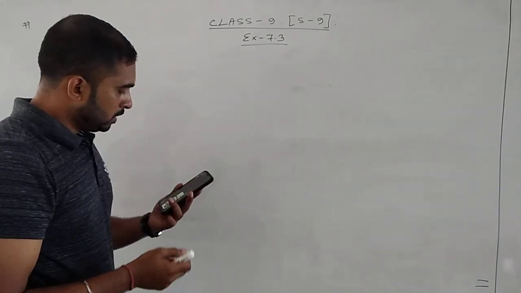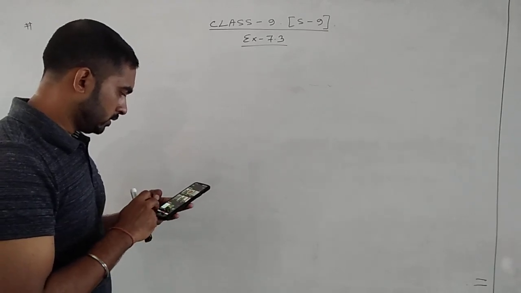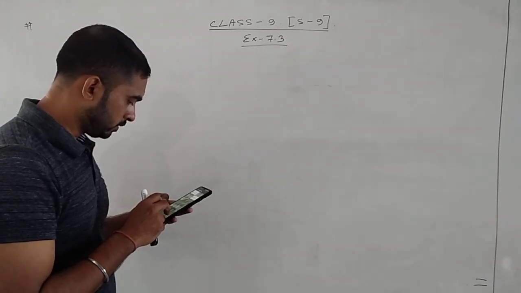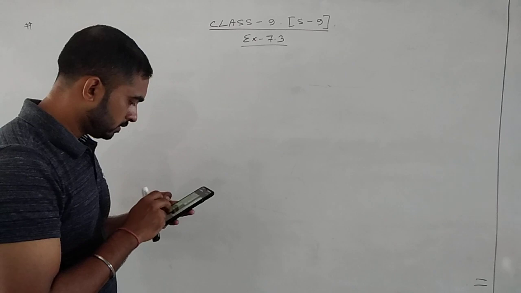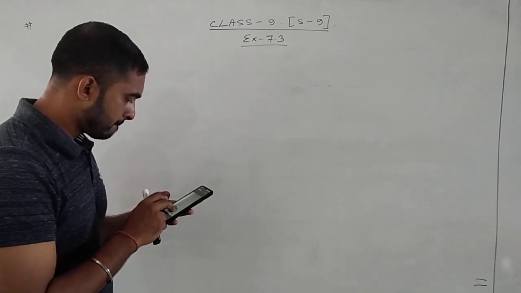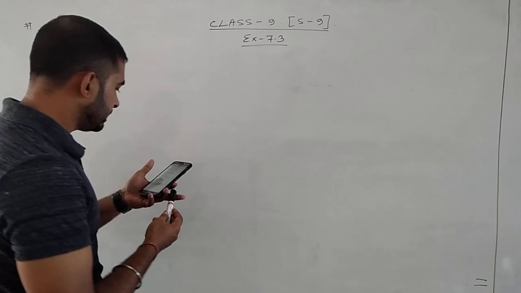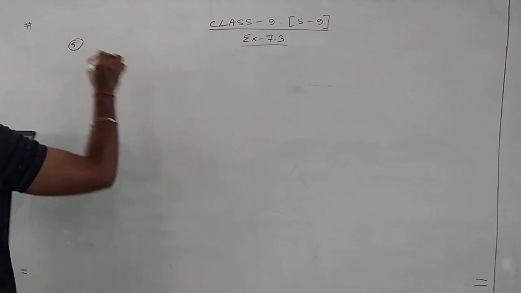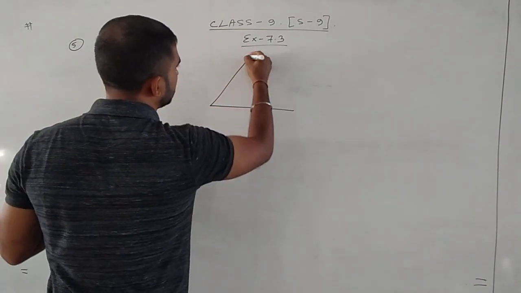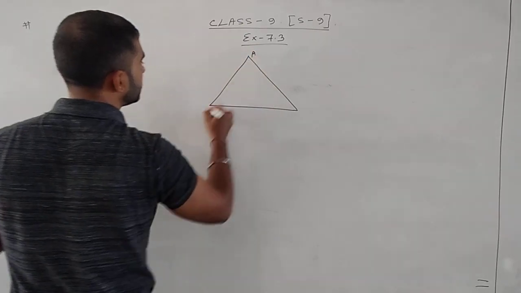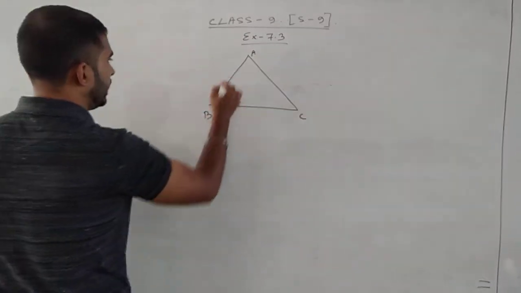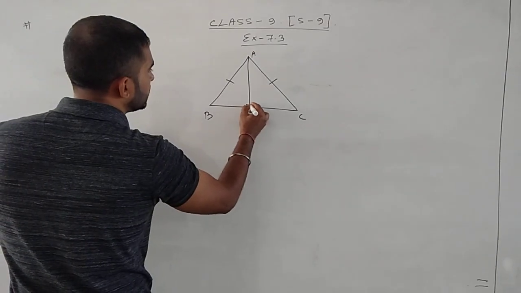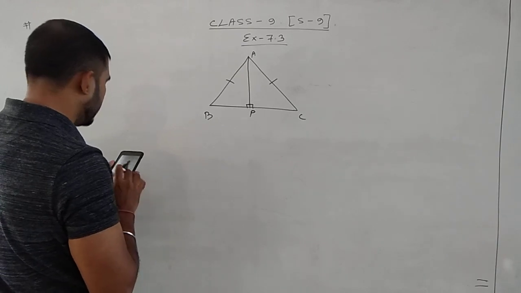Done. Then the next question. Let me find the question. Yes, this one. Question number 5. ABC is an isosceles triangle with AB equal to AC. Draw AP perpendicular to BC. Show that angle B equals angle C.